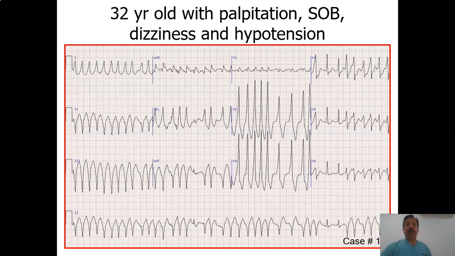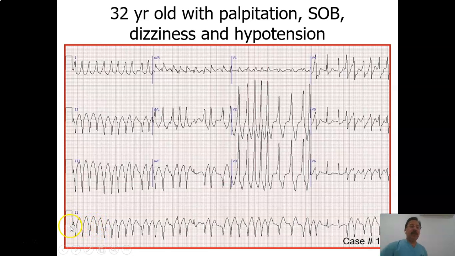This ECG, case number 16, belongs to a patient who is 32 years old and presents with palpitation, shortness of breath, dizziness and hypotension. So this is a really symptomatic patient. It looks very fast. So this looks like tachycardia, definitely heart rate 220, 230.